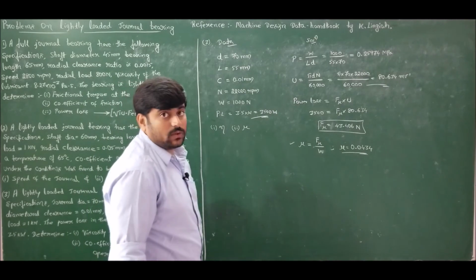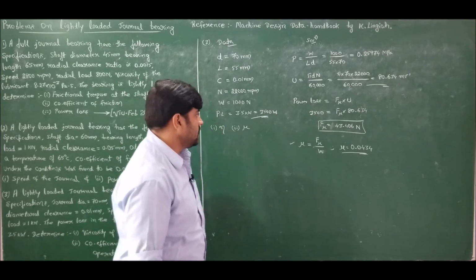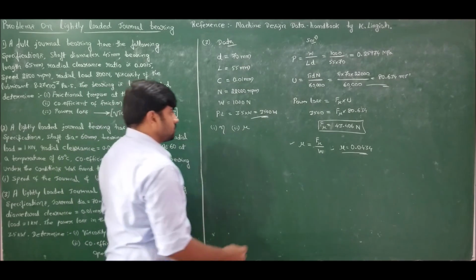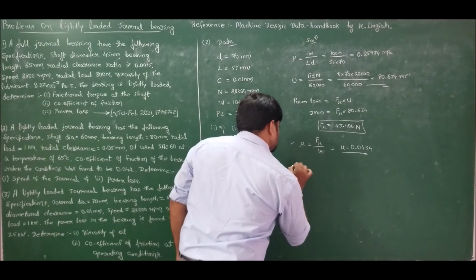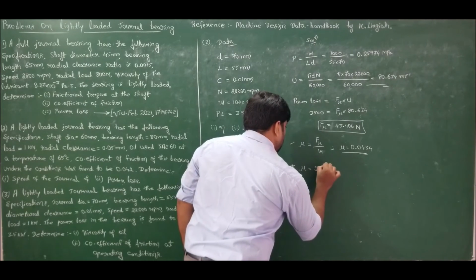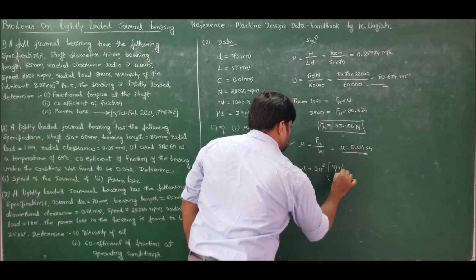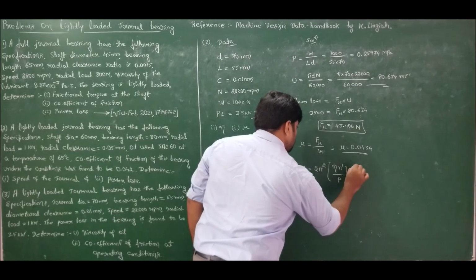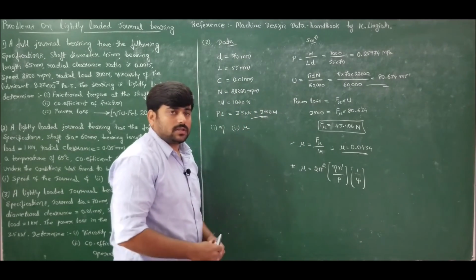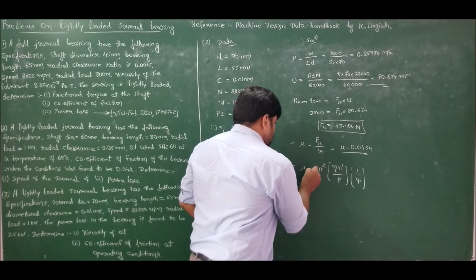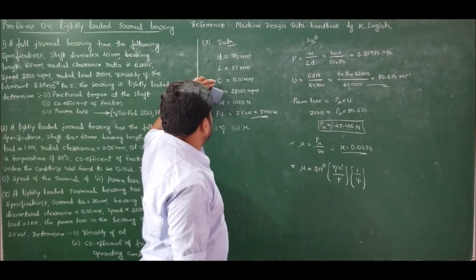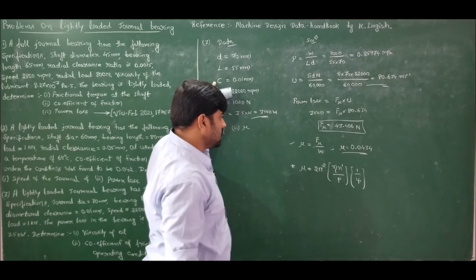Since the bearing is lightly loaded, I can make use of Petrov's equation for lightly loaded bearings. So one unknown we got, that is coefficient of friction, obtained. Now use Petrov's equation: mu is equal to 2 pi square eta n dash by p into 1 by xi. This is equation number 23.21. Here what is the unknown? Xi is unknown. We have diametrical clearance. I want diametrical clearance ratio.